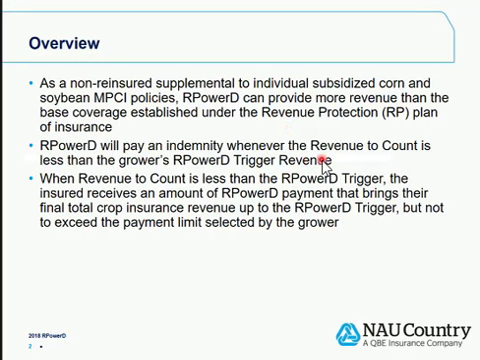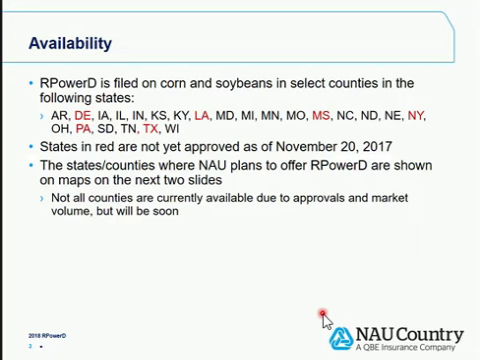It will pay an indemnity when the revenue to count is less than the RPowerD trigger revenue, and this will make sense when we get a little further along. When the revenue to count is less than the RPowerD trigger, the insured receives an amount of RPowerD payment that brings their final total crop insurance revenue up to the RPowerD trigger. We'll go through some examples in just a little bit. By the way, I'm not going to read everything, just now and then when it's best that I do.